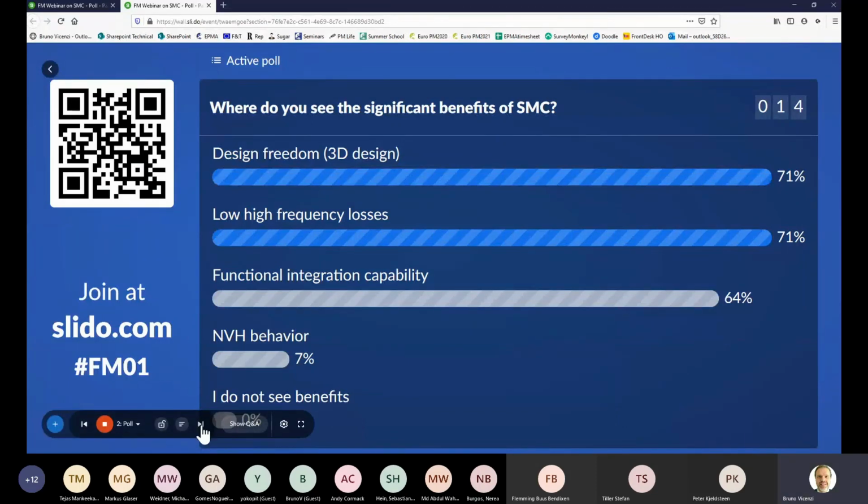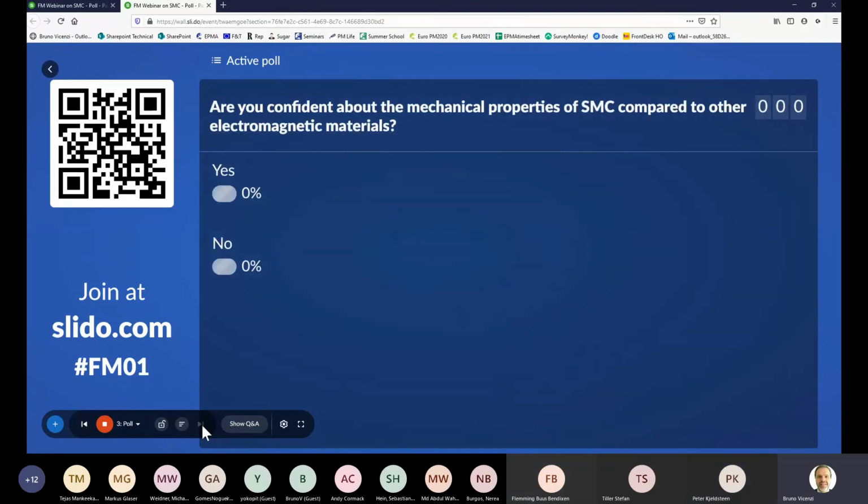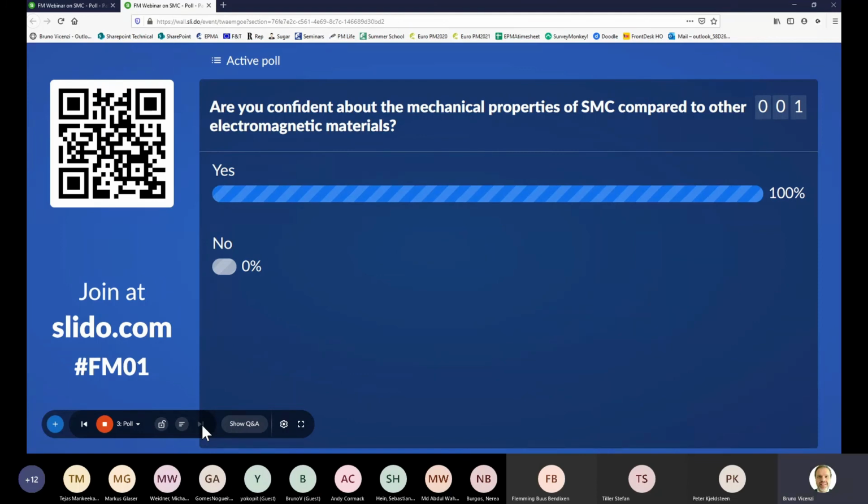Third question, and then we can talk a little bit. Are you confident about the mechanical properties of SMC compared to other electromagnetic materials? Maybe you have special applications and you feel not comfortable, but we have had some details about that. So we do have some negative answers here. I think it's a good sign that we have honest people on board.